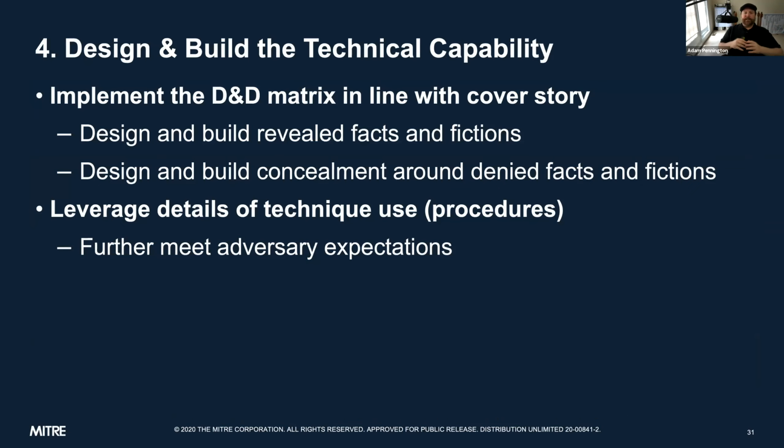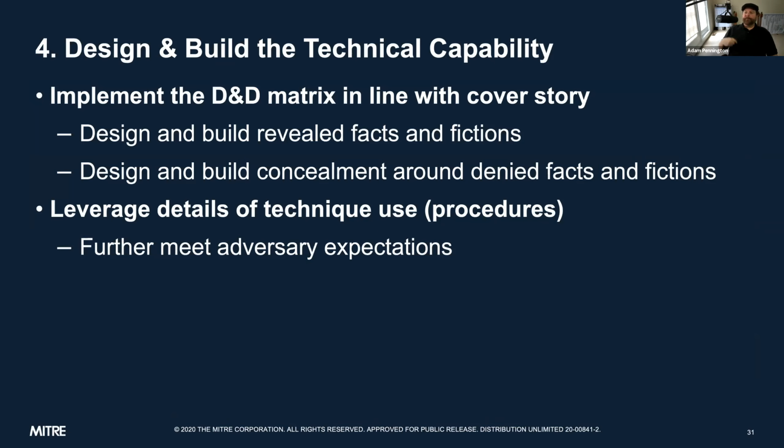So finally, it's time to design and build the technical capability. What we're doing here is basically implementing what we've decided to do in the denial and deception matrix and doing it in line with that cover story that we've created. We're going to design and build the different facts and fictions that we've said we're going to show the adversary. And we need to build concealment around what we've decided we're going to deny to the adversary.